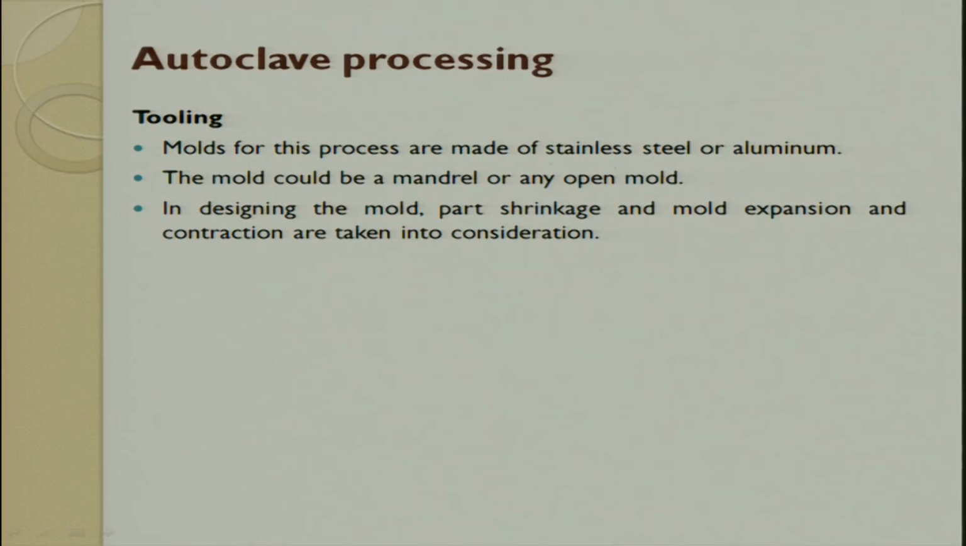Tooling is made out of stainless steel, aluminum, composite, wood, anything. It is an open mold process, because the second half is left open, you put a vacuum bag, and that is consolidated through an autoclave. So, you get a better consolidation.